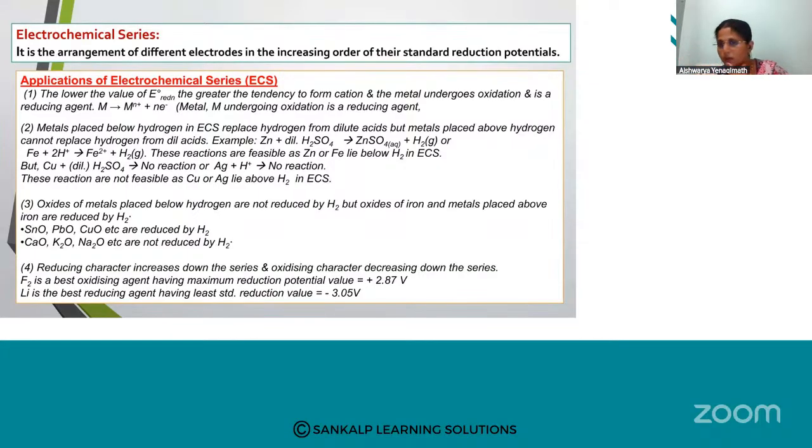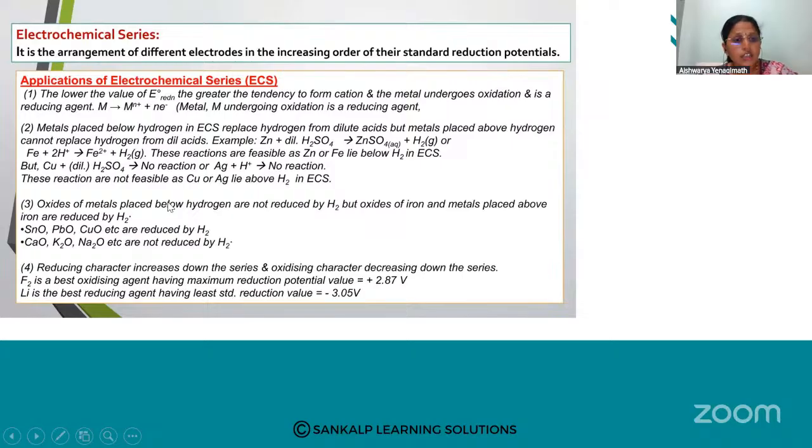Example, take zinc with dilute H2SO4, it will form ZnSO4 and displace hydrogen gas. Iron you take, it will displace hydrogen gas. The same thing, because zinc and iron lie above hydrogen in the activity series, reactivity series, or electrochemical series. But if you take copper, Cu plus H2SO4, there won't be any reaction because copper lies below in the electrochemical series. Or you take silver, gold, if you put it in any acid, there will be no reaction. Hydrogen gas is not displaced. Such reactions are not feasible because Cu and Ag lie below H2 in the electrochemical series.